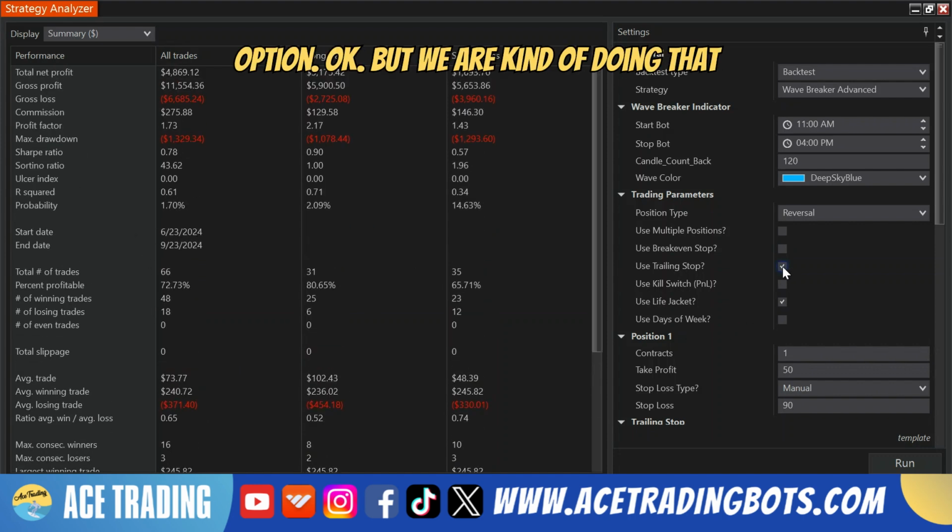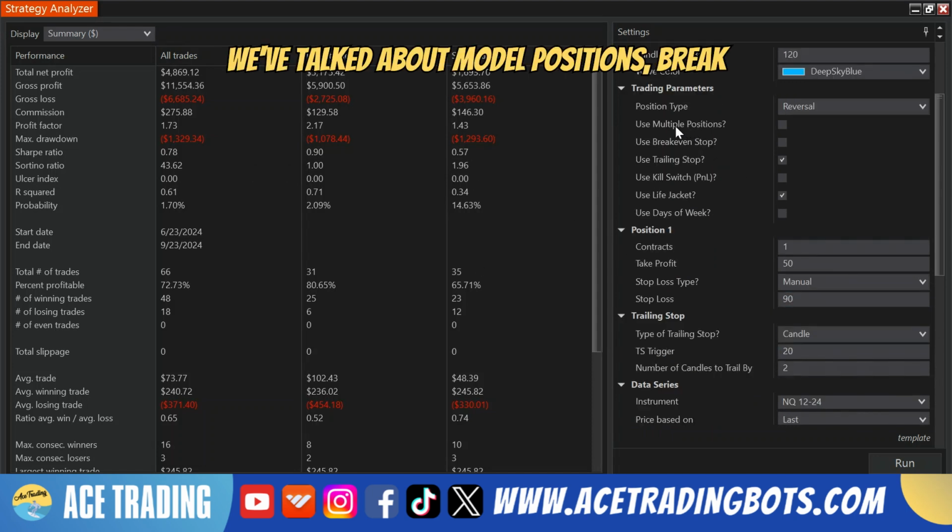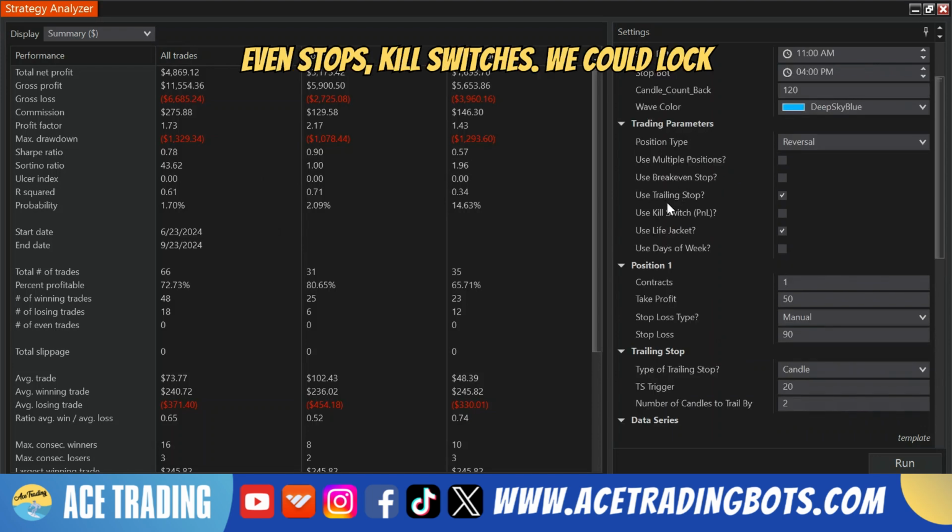But we are kind of doing that already with our trailing stop. What are we trailing with? We are using a number of 2 candles, so we're locking in a bit of profit already. So what else can we do? We've talked about multiple positions, break-even stops, kill switches. We could lock in some profits with that. But let's have a look at days of the week.